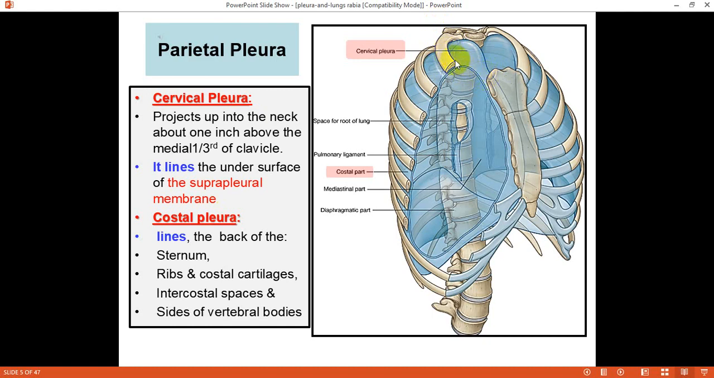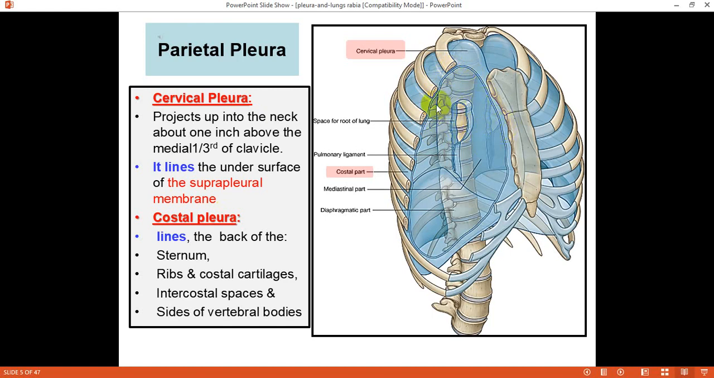On the lateral aspect of the thoracic cavity and the inner side of the thoracic wall, this cervical pleura is continued as costal pleura. The costal pleura is lining the inner side of the sternum, the ribs, costal cartilages and intercostal spaces, and also the sides of vertebrae. And we have already observed that it is separated from the thoracic wall by endothoracic fascia, which is a loose connective tissue layer.